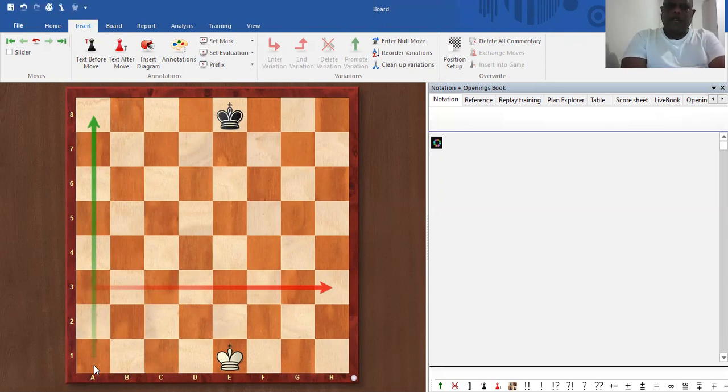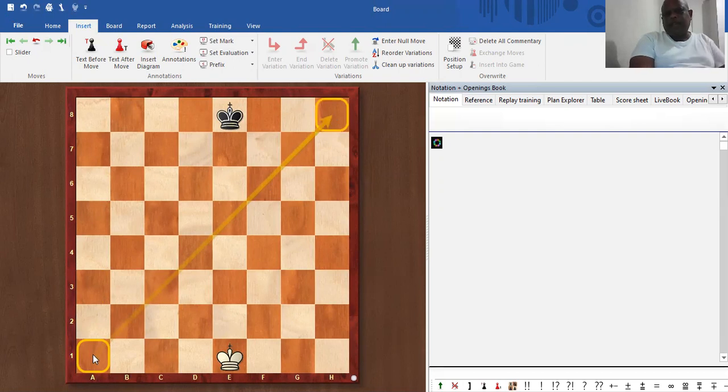So I'm going to show you another example where we are going to see how we name a diagonal in chess. How we name a diagonal in chess, we look at 2 points. For example, we say A1 all the way to H8. That would be a diagonal. So in this diagonal, we name 2 points, A1 to H8.